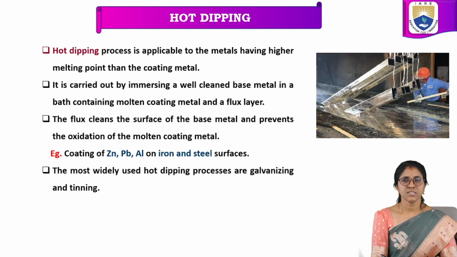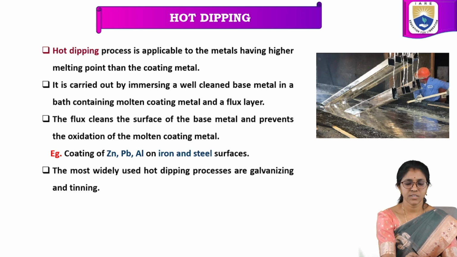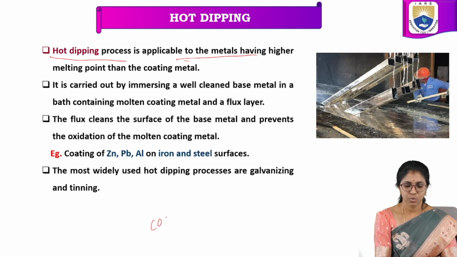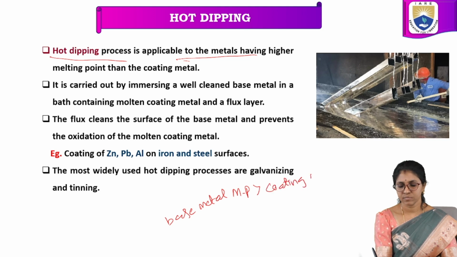The next process is hot dipping. This is the process of coating a metal on another metal. It is applicable to metals having higher melting point than the coating metal. So what is the condition? The base metal should have a higher melting point than the coating metal.